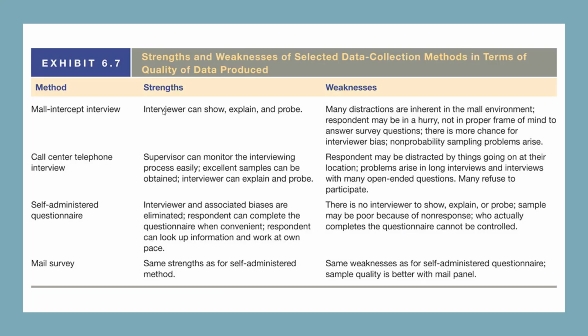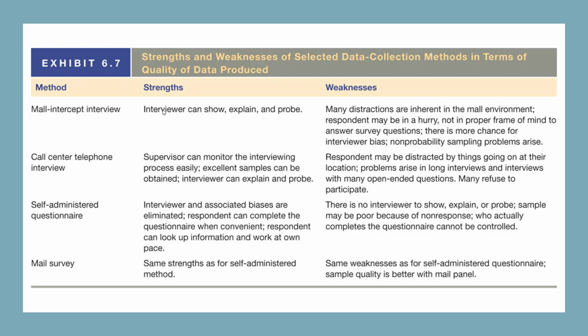Now let's talk about the strengths and weaknesses of each method in terms of the quality of data produced. If you look at this big exhibit of strengths and weaknesses, we have already covered many of them, but if we put them into one place, we can have a really good understanding of the strengths and weaknesses with regard to data quality. Data quality is of super importance, because if we have bad data, the results won't be of much use.